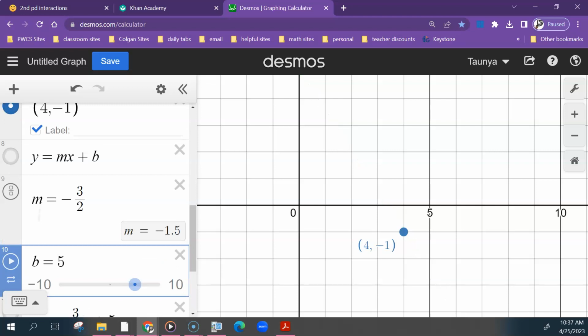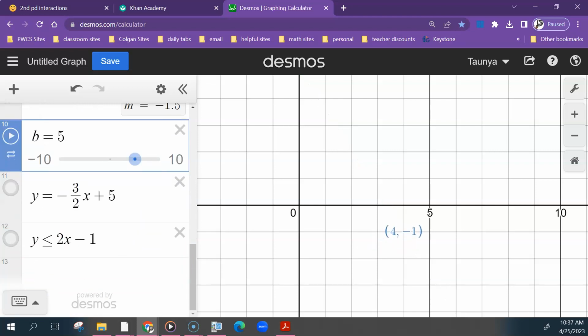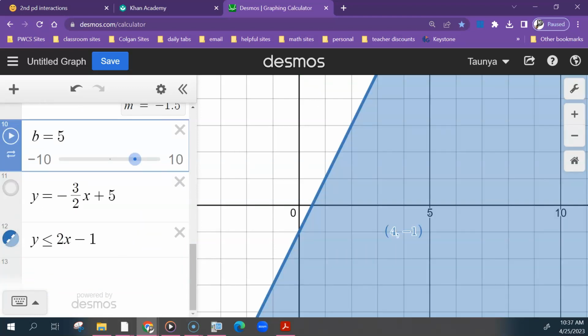Then for the last one, your graph should look similar to this. Slope of 2, y-intercept of negative 1, solid line shaded below. Questions on either of those?